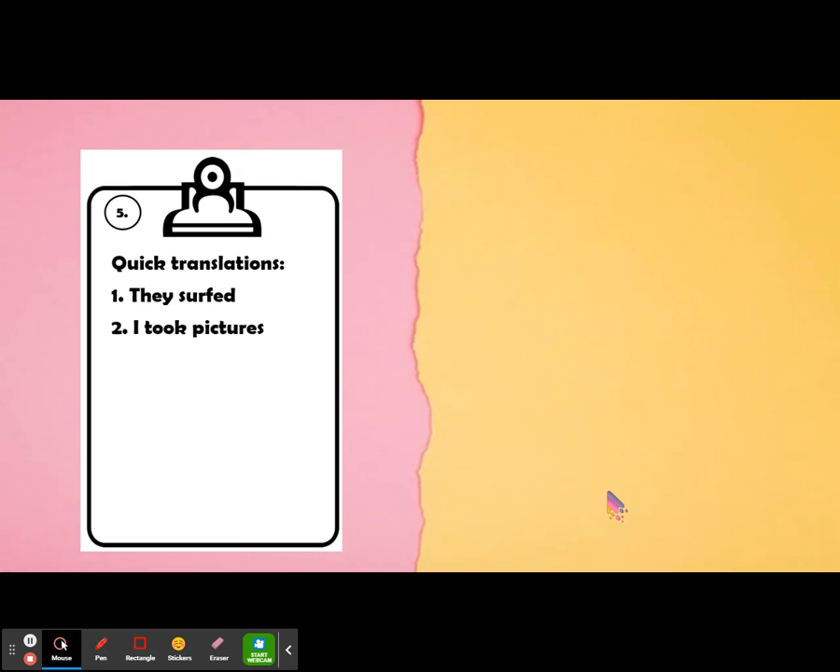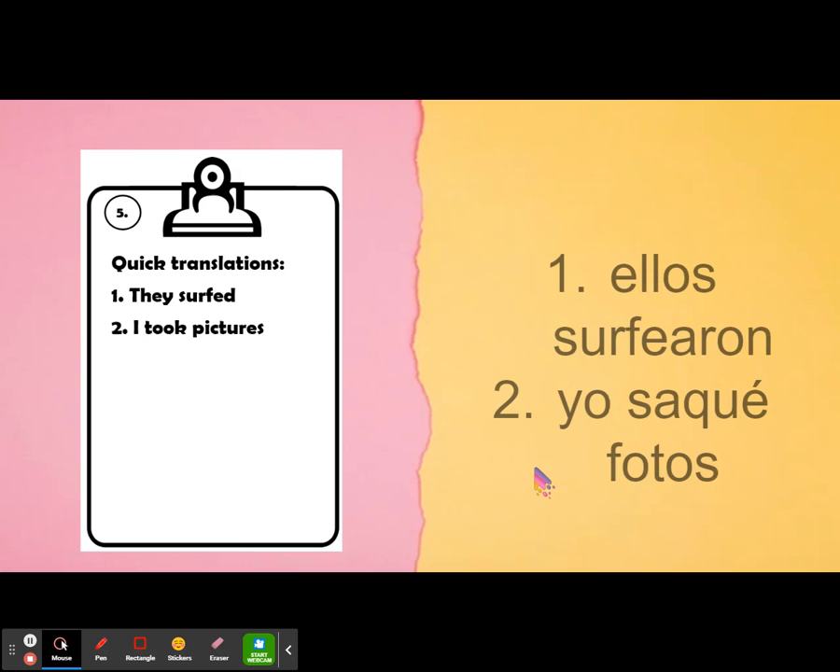All right, number five, quick translation. So you have information now. You have the AR verb endings. We know how to say to surf and to take pictures. So how do you say they surfed? I took pictures. Okay, and remember sacar is a car verb. So they surfed, ellos surfearon. And then number two, yo saqué fotos, qué at the end.